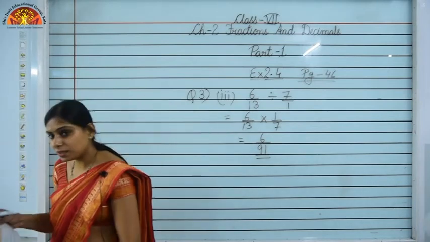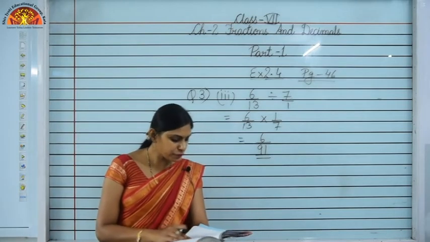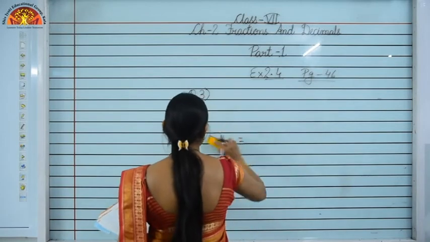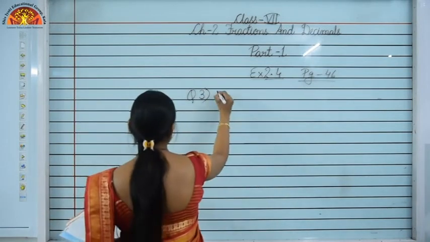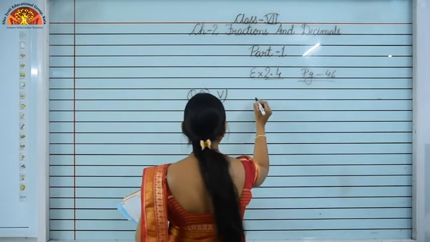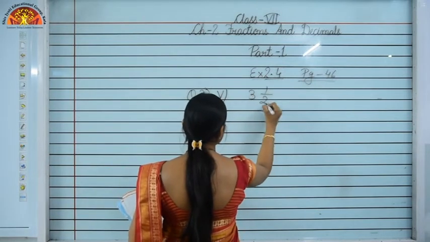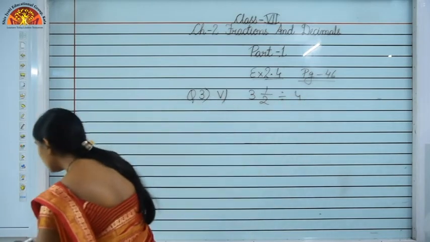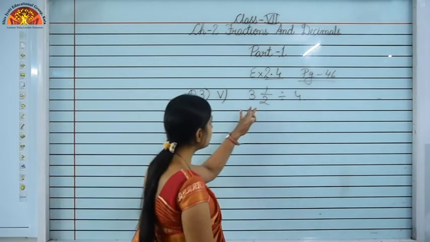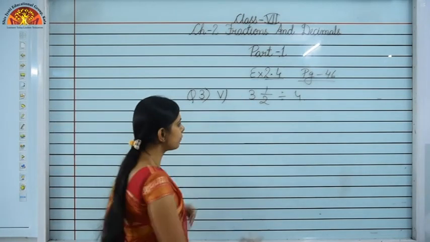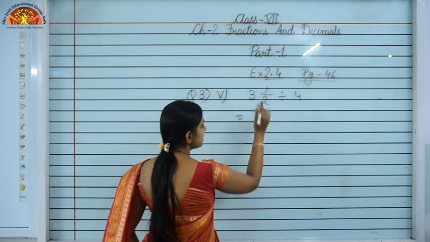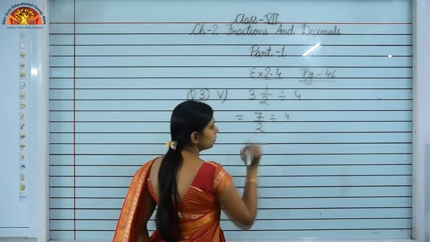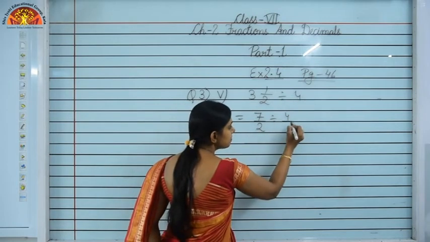Now just see the next one. That is the fifth part of this question. Okay. Question number 3, fifth part we will solve now. That is 3 1 by 2 divided by 4. Now what you have to do? First of all, you will just convert this mixed fraction into the improper fraction. So 2 3s are 6 and 6 plus 1, which comes out to be 7 upon 2 divided by 4. Now there is no number in the denominator, means by default it is 1.